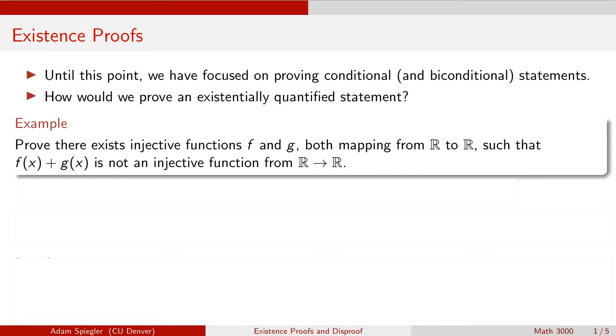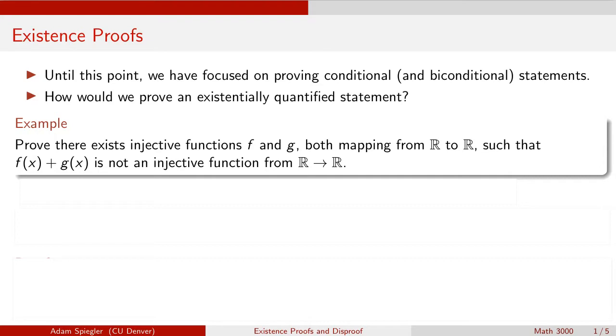Hi everyone, so in this video we're going to take a look at some material in chapter 7 which deals with existence proofs, and then towards the end we'll take a look at some material in chapter 9 which deals with disproof. So up until now we have been focused on mostly proving conditional and biconditional statements, if this then that, and we've learned various proof techniques for conditional statements.